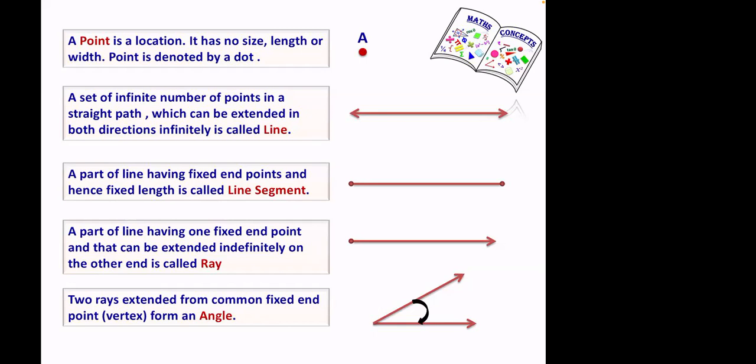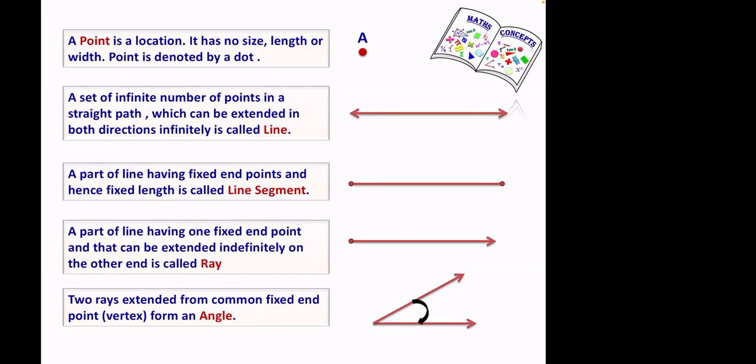It cannot be extended. A line segment will always have a fixed length. Then again, what is a ray? That is also a part of a line, but one end of a ray will be fixed. It cannot be extended in the direction which has the fixed point. It can be extended only in one direction. Okay, a ray can be extended only in one direction.